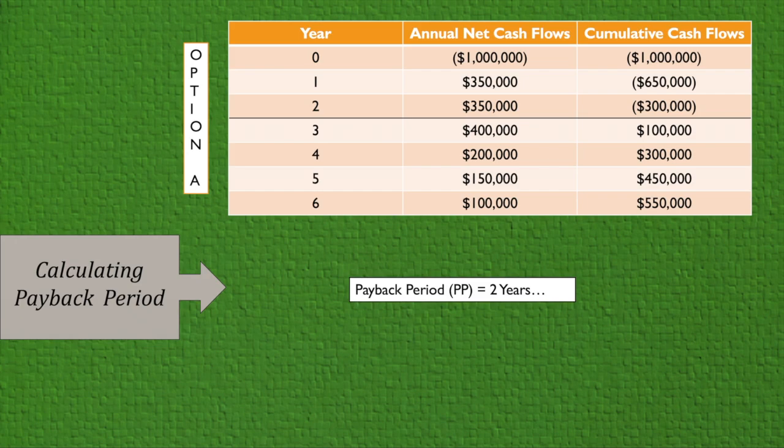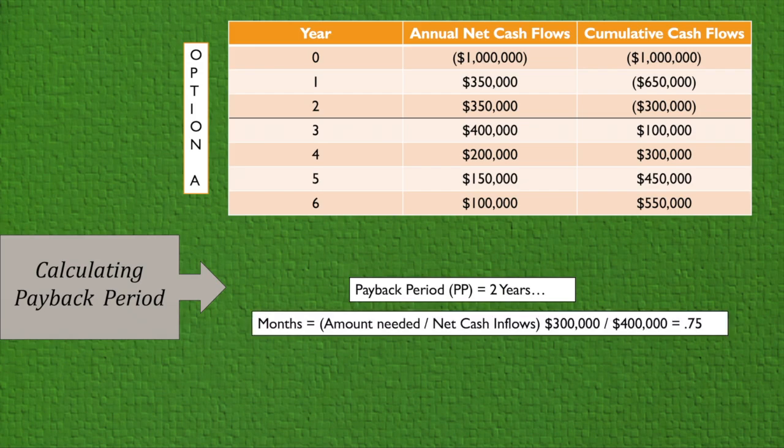One way, for those of you who like formulas and don't want to just stare at it and think about it, is this: the amount needed in order to break even or to pay back is 300,000. Well, what amount did we actually get that year? We got 400,000. So you can take the amount needed and put it over the amount we received through net inflows. 300,000 over 400,000 equals 0.75. So we take 0.75, multiply it by 12, and we get 9 months. So the payback period is 2 years and 9 months.